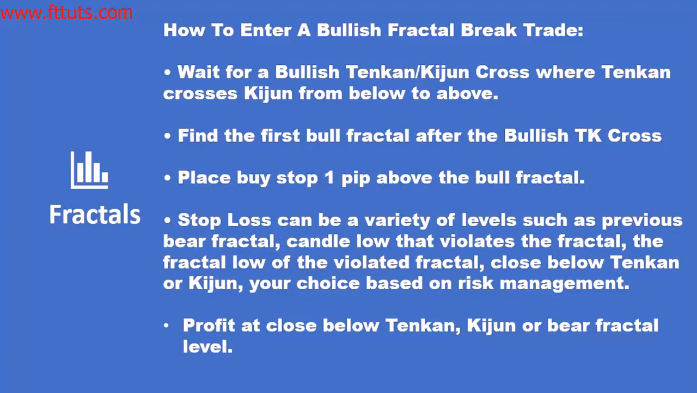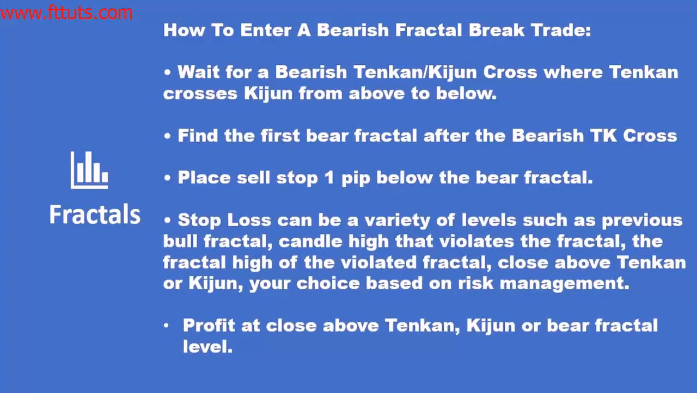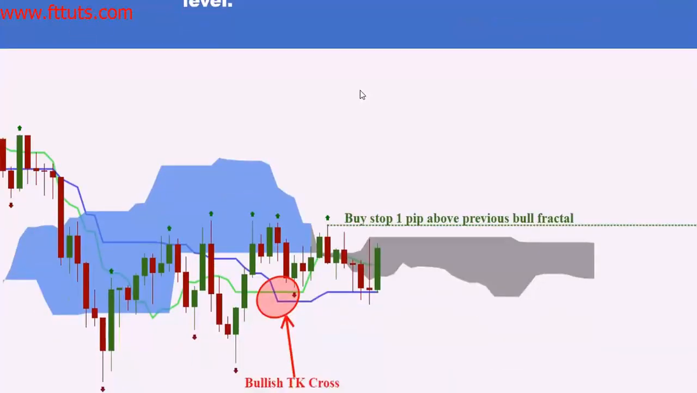Your stop loss can be a variety of levels, such as the previous bear fractal candle low that violates the fractal low of the violated fractal, or a close below Tenkan-sen or Kijun-sen, your choice based on risk management. Take profit at a close below Tenkan-sen, Kijun-sen, or bear fractal levels. So we'll look at that. How to enter a bearish fractal trade is just the opposite of the bull fractal. The main thing is you want to wait for the bearish TK crossover to take a bearish fractal break. So let's look at the chart.